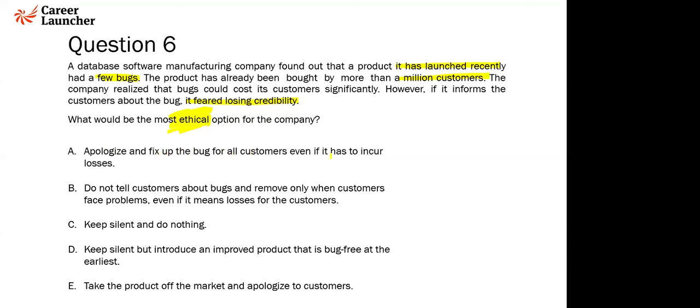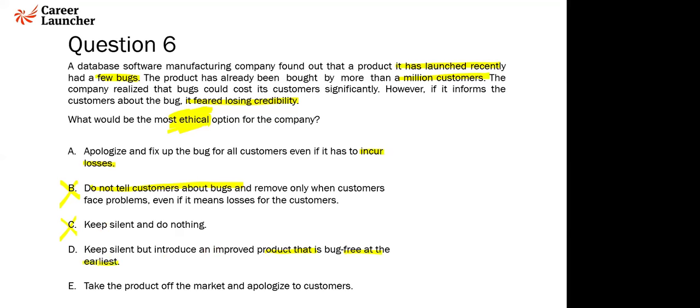Apologize, fix the bug for all customers, even if it has to incur losses. This being ethical, absolutely right. Do not tell the customer about bugs. You are not being ethical. Keep silent and do nothing, not being ethical. Keep silent but introduce an improved product that is bug free at the earliest.